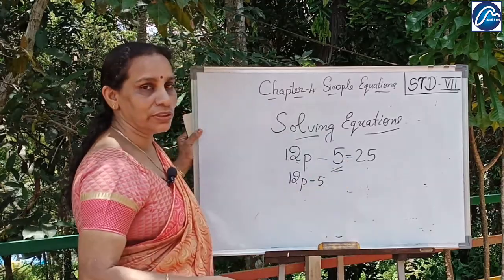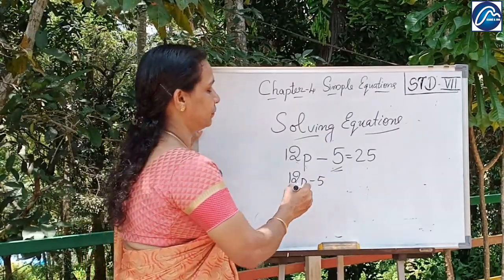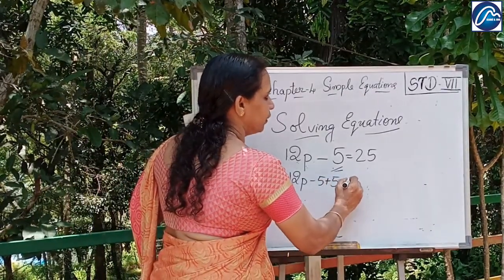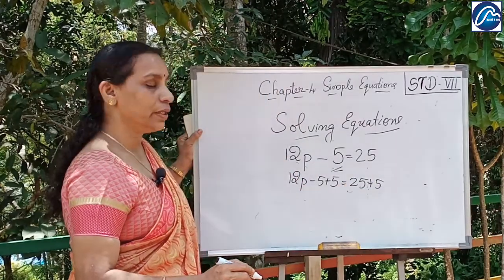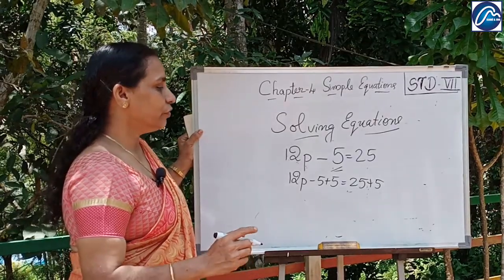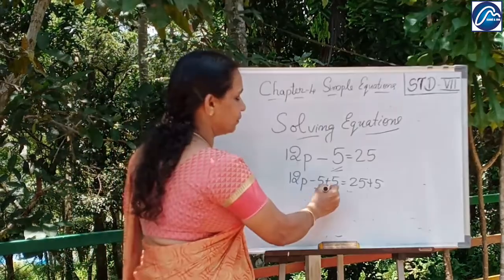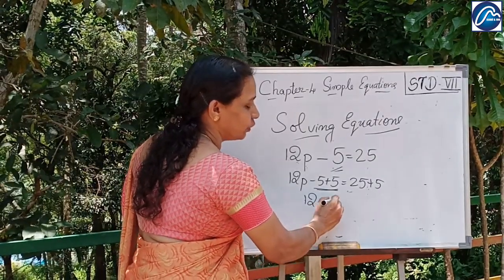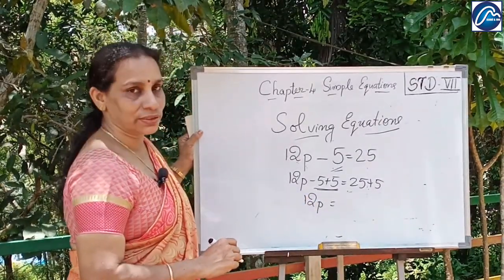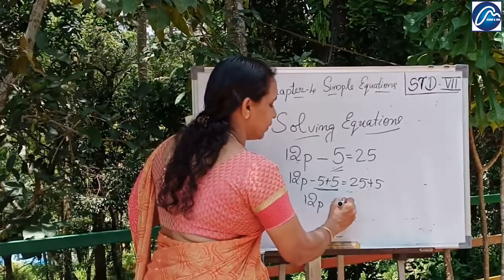What is the additive inverse? Plus 1. And here also plus 1. 12p minus 5 plus 5, 25 plus 1. This becomes 0. So 12p remains on the left hand side and on the right hand side it will be 30.